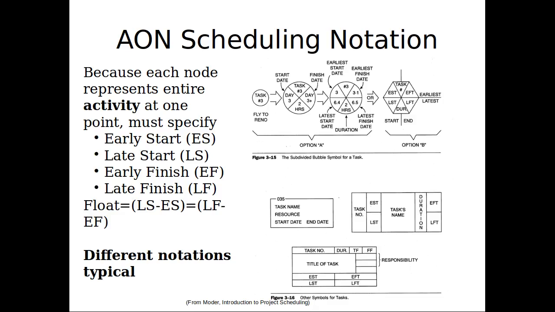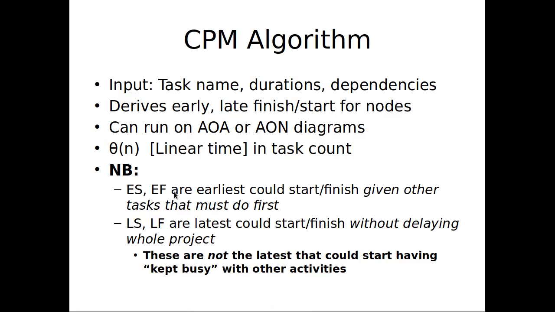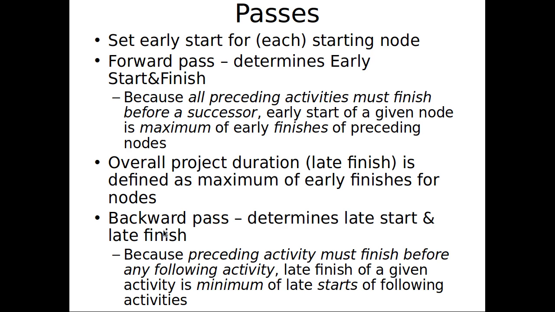Okay, so these, ladies and gentlemen, are going to be what the CPM algorithm spits out for us. We're going to give it task information, durations, and dependencies, and it's going to give us early start, early finish, late start, late finish. Okay, turn the crank. It gives us those things. Now, this algorithm consists of 2 distinct passes. Theta of n, but involves 2 distinct passes over the set of all nodes.